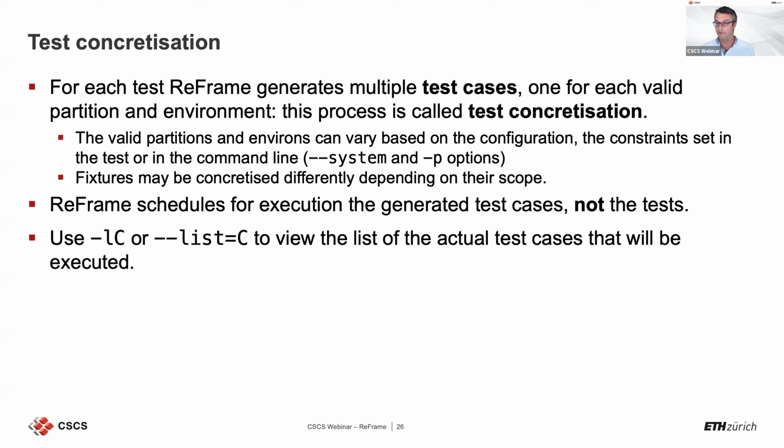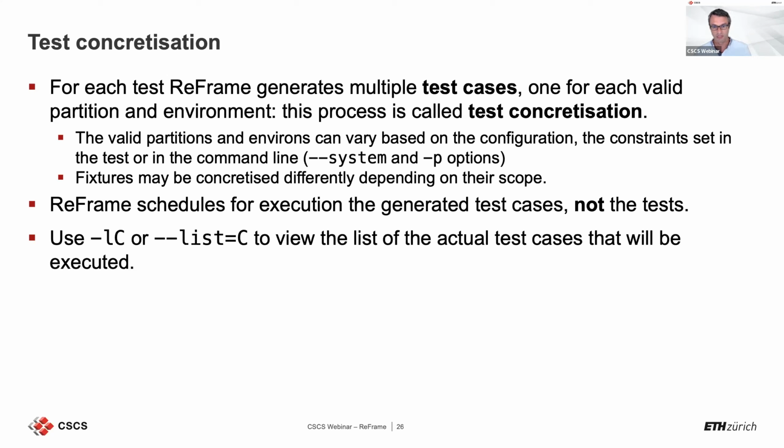And also the concretization can be different based on additional constraints that you set, especially for fixtures, on the command line. For example, if you have a fixture that is session scoped, and you scope with a system and the -p option, then it will be concretized differently. It will run in a different environment than it could if you wouldn't put a -p option, because a session fixture can run on any environment and on any system.